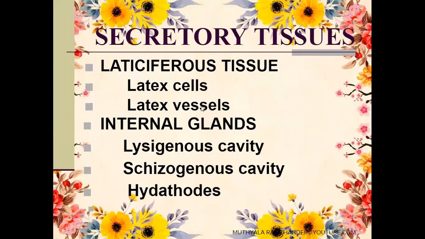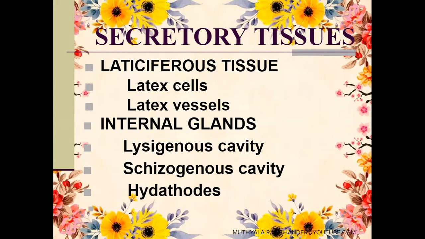The next one is secretory tissues. Secretory tissues are mainly of two types. One is laticiferous tissue and the other is internal glands. Laticiferous tissues means the white-colored juice produced and released by some specialized tissues, called laticiferous tissues. Laticiferous tissues produce a white chemical or liquid called latex.